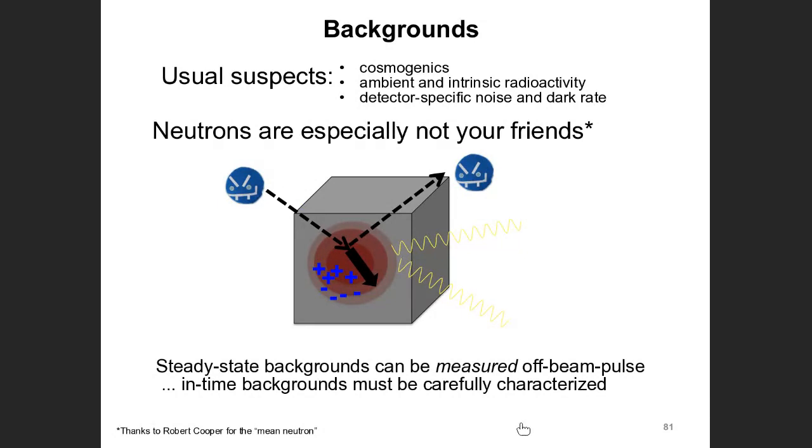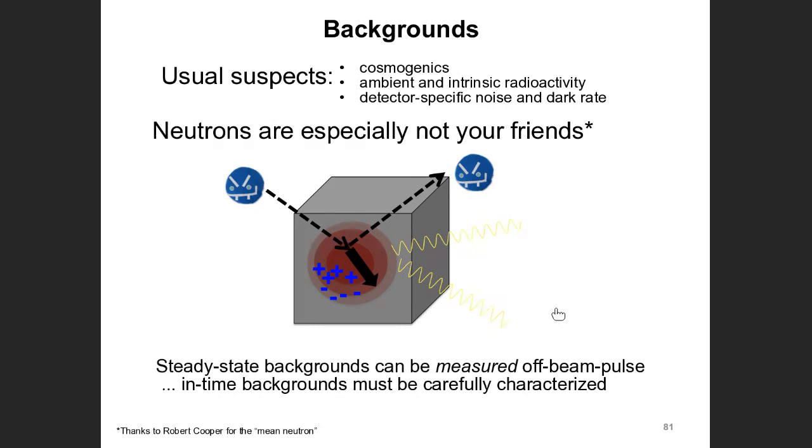Okay, let me comment on backgrounds, which is actually most of one's life as an experimentalist, is you're always fighting backgrounds. And in this case, you get the usual suspects. You get cosmogenics, you get ambient and intrinsic radioactivity. Every detector has its own insanities. There's often detector-specific noise and dark rate and other things. Neutrons are especially scary in that it's a neutron source, and neutrons can bump into nuclei and make signals that look just like either WIMPs or CEvNS scatters.